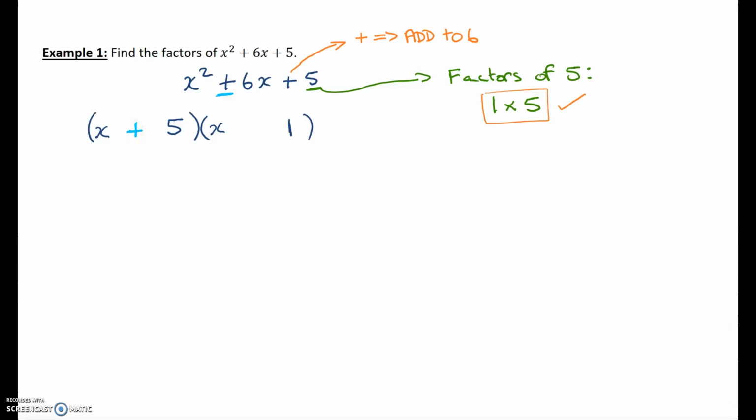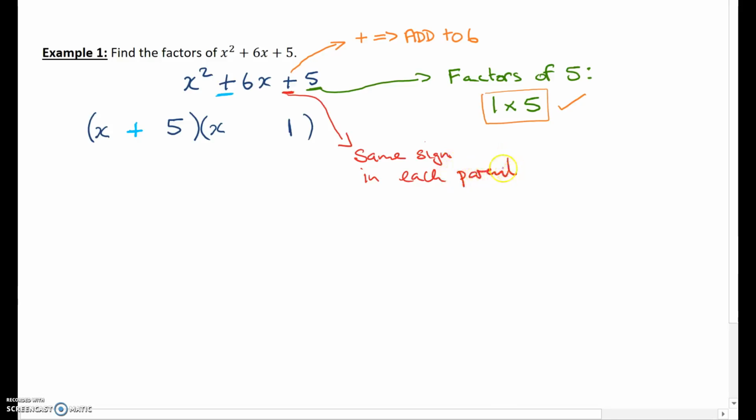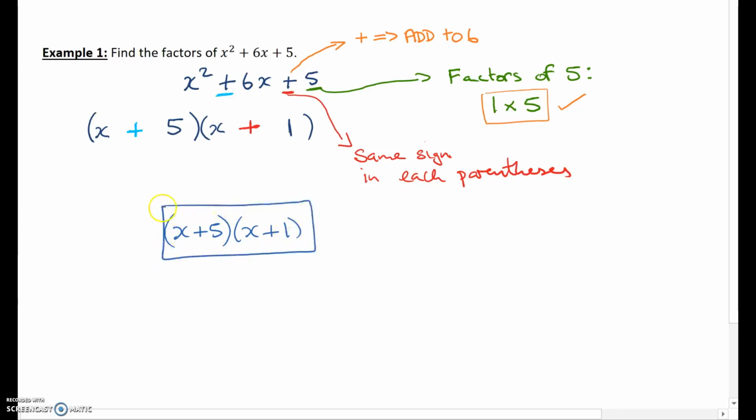Finally, the last thing we have to look at is the last sign. The last sign in the question is a plus, and what that tells you is that you're going to use the same sign in each parenthesis. You've already chosen the sign for the first parenthesis, so a plus in that position tells you to use the same sign again, so it's going to be another plus, and those are your factors. The factors here are x plus 5 times x plus 1. Those are the factors, and that's what we had to do.